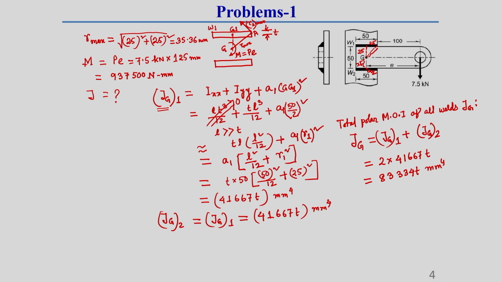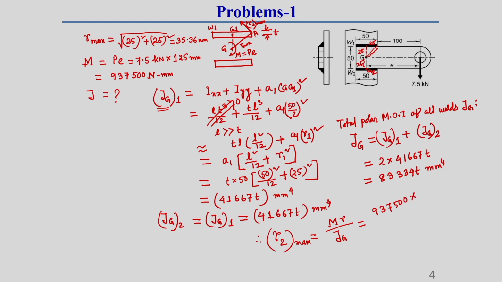Now, we know Jg, then M and R max. So, we can easily find out tau 2 max. So, tau 2 max will be equal to M into R divided by Jg. Okay. Here M is given. So, M is given as 937,500.